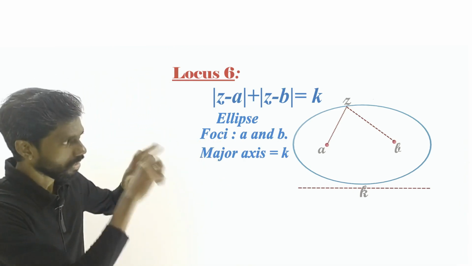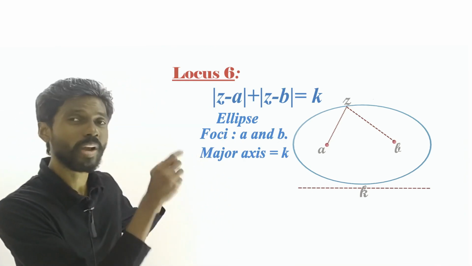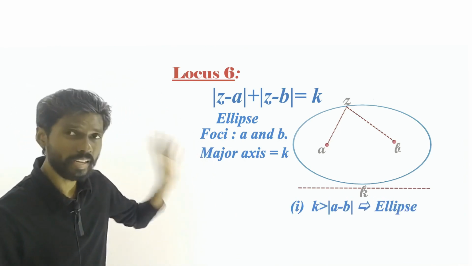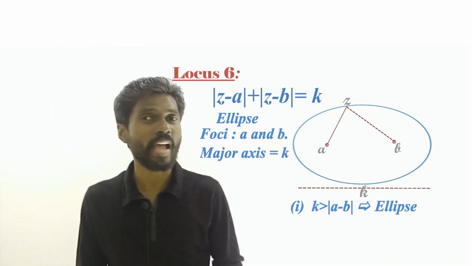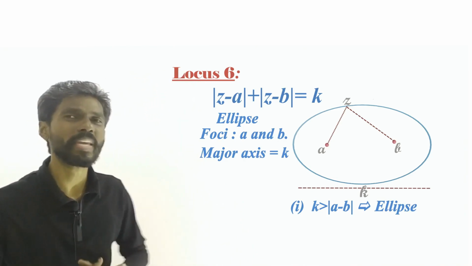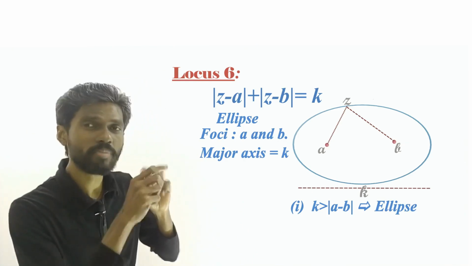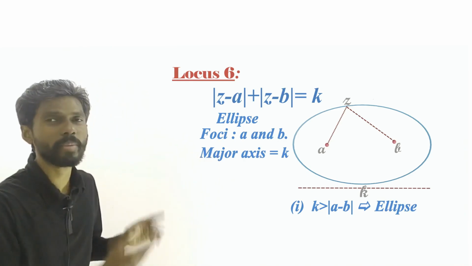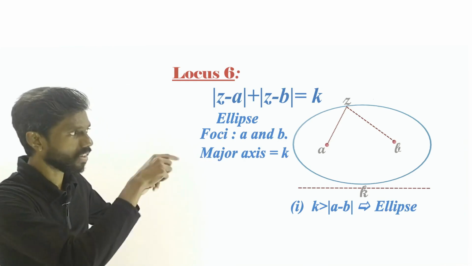First of all, this is like a triangle. So the sum of two sides must be greater than the third side. So for this point to lie on an ellipse, the condition is that k is greater than modulus of a minus b. Then this curve represents an ellipse. Sometimes k may be equal to mod a minus b. Is it possible? That means the total distance, the distance of z from a plus z from b, is equal to the distance between a and b. That means the point z lies between these two points. It is on the line segment.